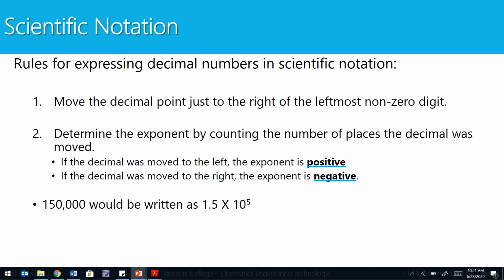So for example, the number 150,000 would be written as 1.5 times 10 to the fifth. Now, remember that if you don't actually see a decimal point in the number, it's assumed to be all the way at the end at the far right. So if my decimal point were right here, beyond this very last zero, I'd have to move that decimal point until it is right in between the 1 and the 5, so that I have a leading digit of 1. So in order to move that decimal point so that it's in between the 1 and the 5, I had to move it 5 spaces. Since I moved to the left, I have an exponent that is positive. So 150,000 would be written as 1.5 times 10 to the fifth.